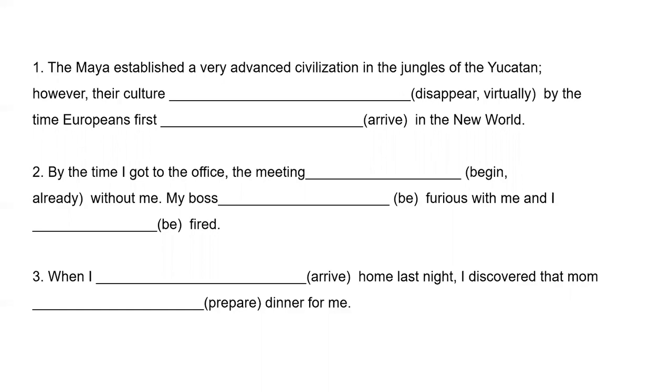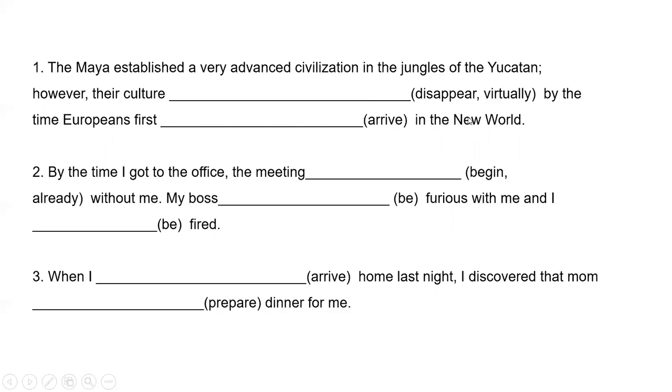Okay, so we're back. I hope that you did actually stop the video and try to solve these. But anyways, let's do them together. The Maya established a very advanced civilization in the jungles of Yucatan. However, their culture blank by the time Europeans first blank in the New World.